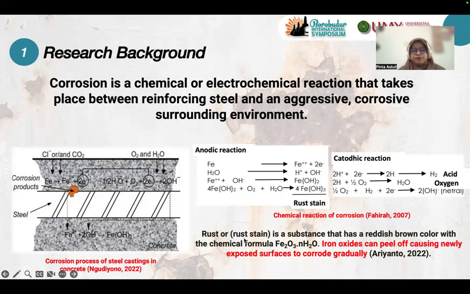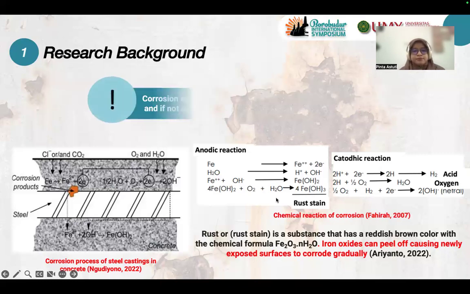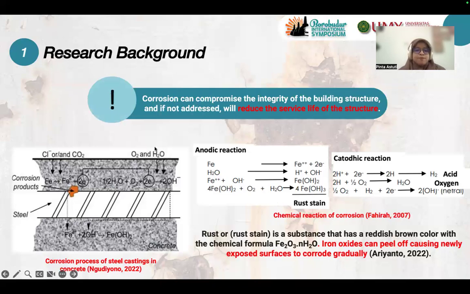This is the explanation about rust stain. Rust stain is a substance that has a reddish brown color with a chemical formula. Iron oxide can peel off, causing the newly exposed surface to corrode gradually. So corrosion can compromise the integrity of the building structure, and if not addressed, will reduce the service life of the structure.